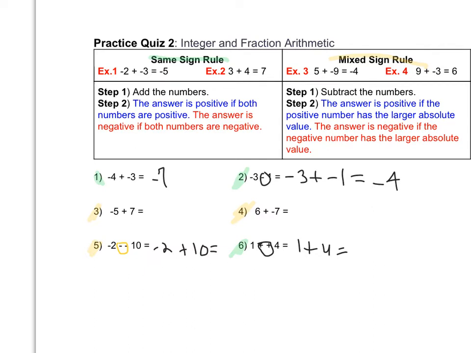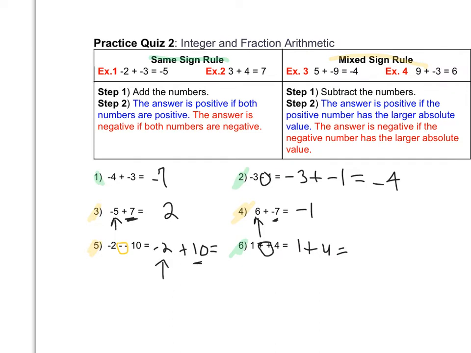For problem 3, the mixed sign rule, we're going to subtract the numbers to get 2, and since the absolute value of 7 is larger than the absolute value of -5, we know that the answer will be positive, since 7 is positive. For problem number 4, we're going to subtract the numbers. The absolute value of -7 is larger than the absolute value of 6, and since 7 is negative, our answer will also be negative.